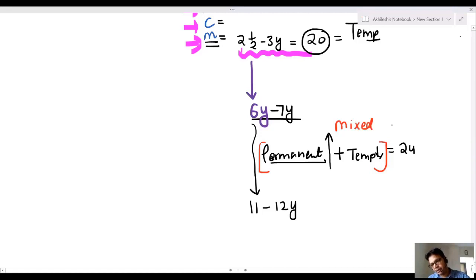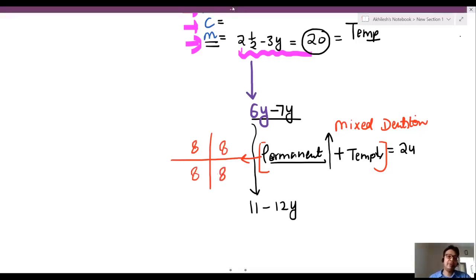Why mixed? Because we have permanent as well as temporary teeth. Now, sir, the permanent teeth formula. Every quadrant has 8 permanent teeth: 8, 8, 8, 8.